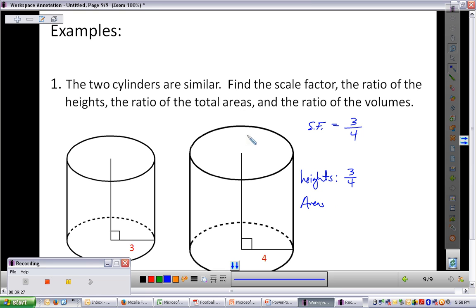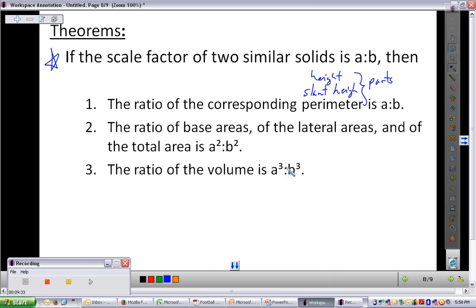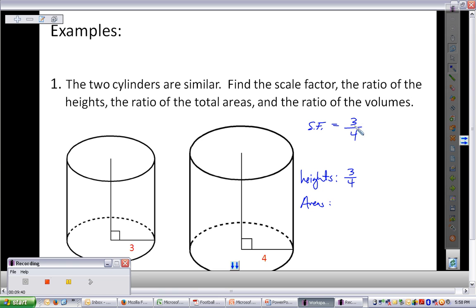Ratio of the total areas. I do not know what the total areas is, but again, comparing it to what our theorem says, we square A, we square B, we get that from the ratio of the scale factors. So the scale factor here is 3/4, so I'm going to square 3 and get 9. I'm going to square 4 and get 16. The ratio of the areas is 9 over 16.